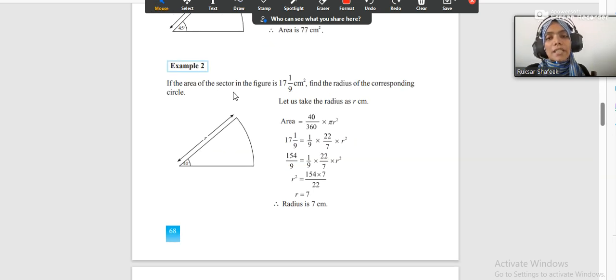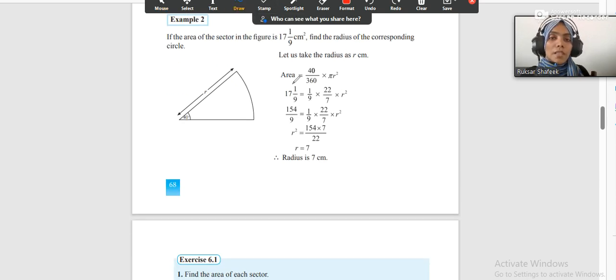Looking at this example 2, this is when the area of the sector is given and you need to find the corresponding radius, where they've given us the angle as well. So basically 40 over 360 times pi r squared is equal to 17 whole 1 over 9. Let's remember, just because we see this 1 over 9 and 1 over 9, we cannot cancel them off because this is a part of a fraction and this is part of the equation itself.